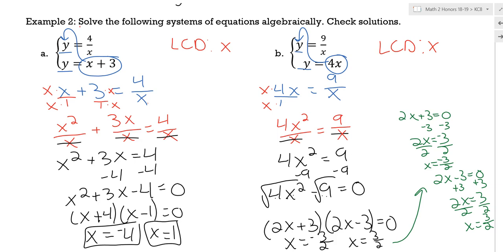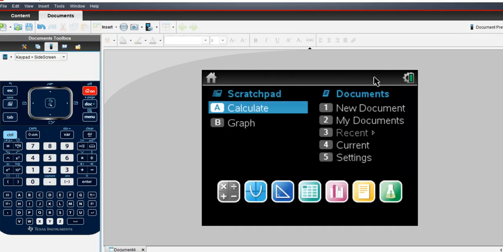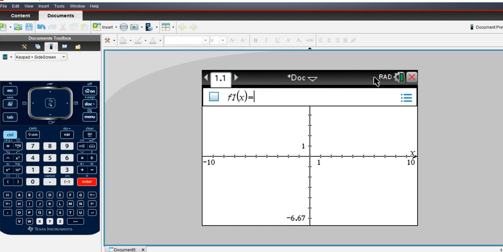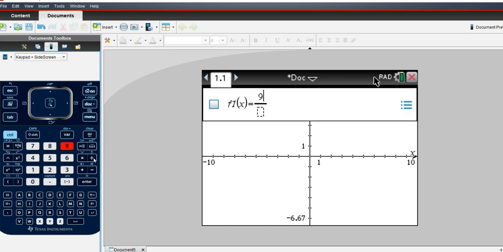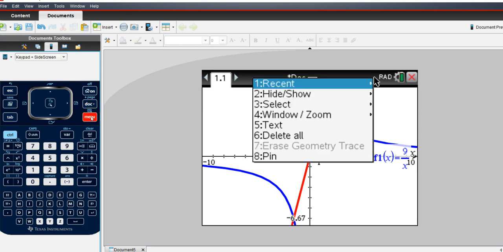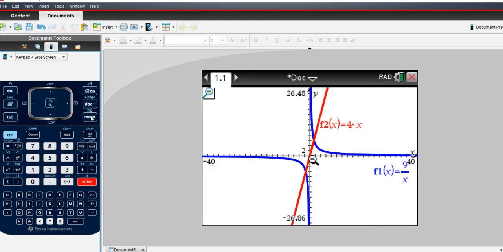Same thing, we can check our answer with a graph. New document, add graph. So we have 9 over x, and again, you can do that control divide. If you do that, you know for sure that you're typing it in correctly. Tab 4x. I'm going to zoom out just a little bit to make sure I see my graph and my intersection points and I can read them easily.